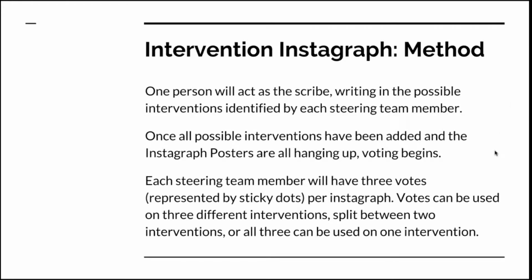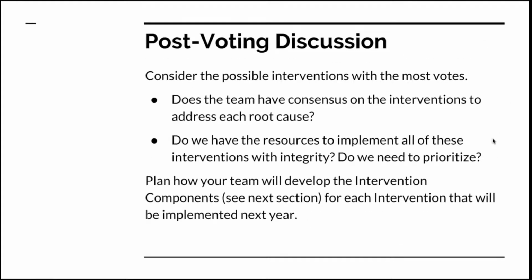Okay, and so then you have your voting. On your post-voting discussion, what you want to do is consider the possible interventions with the most votes. And you'll notice back on that graphic, feel free, if you feel really strongly about something, to vote for it more than once, because you may have had some success in your classroom doing that. So really vote your heart and what you've done with your own experience on these. Does the team have consensus on the interventions to address each root cause?